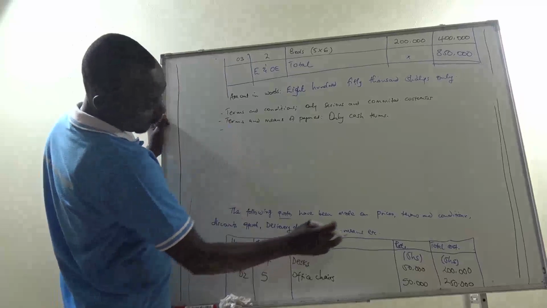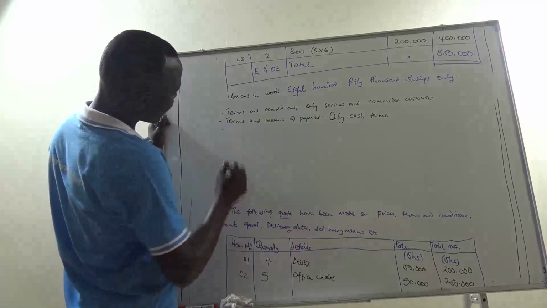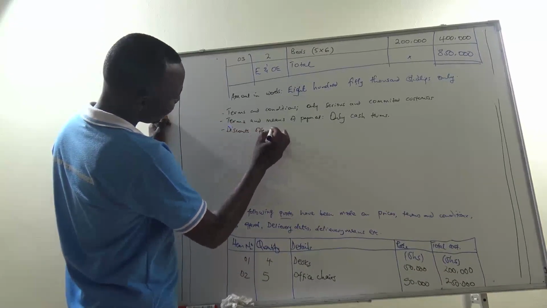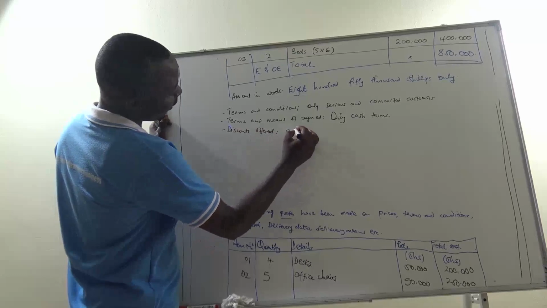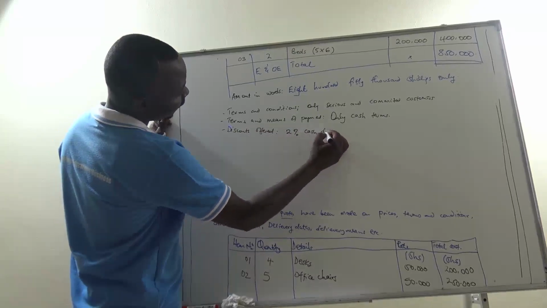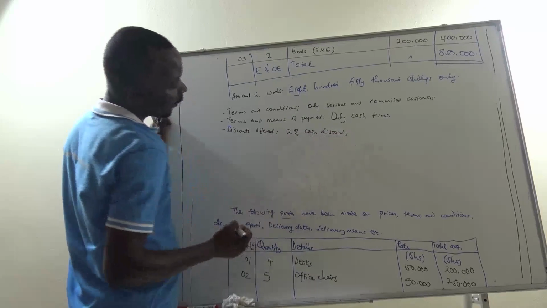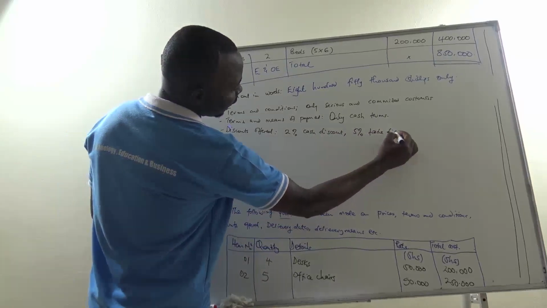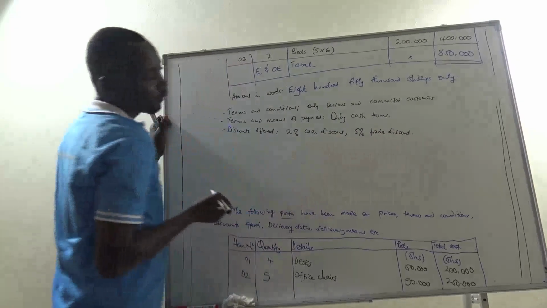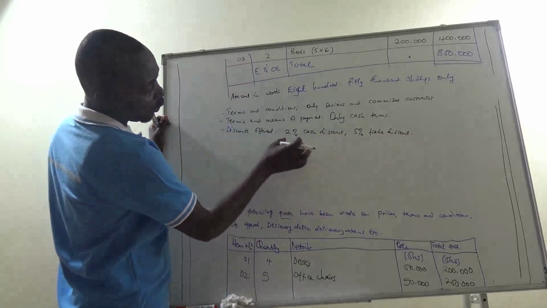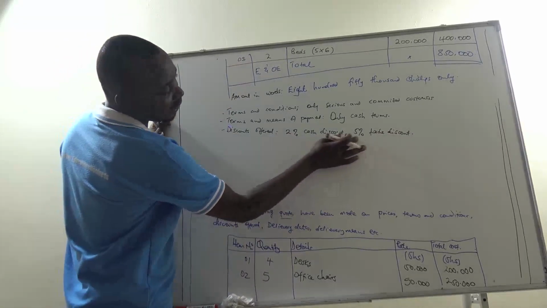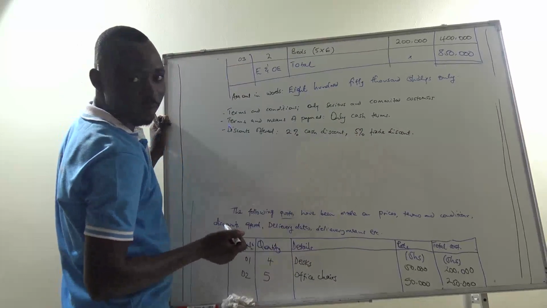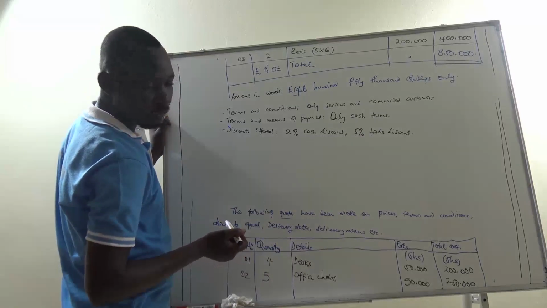Then you have another question, discounts offered. You say 2% cash discount, then 5% trade discount. That if you pay cash, you receive 2%. If you buy in large quantities, you receive 5%, because this is a form of discount that is offered in view of the quantity of goods purchased.